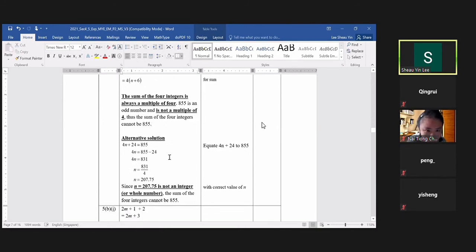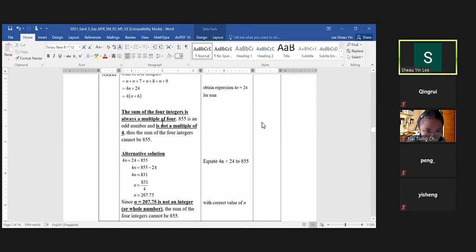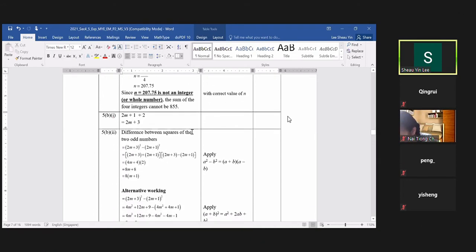If it's actually not a whole number, then they cannot. Then what is this? Alternative solution. There are people who actually do it this way, so it means I actually have two different kinds of working, the top part and the bottom part. So you can give me 4n plus 24, or you can give me 20775. You know that this number is actually not a whole number. Some people say not an integer. The sum cannot be 855. This question I think you can answer. It's actually one of the questions in your 10-year series, frankly speaking. Done already.